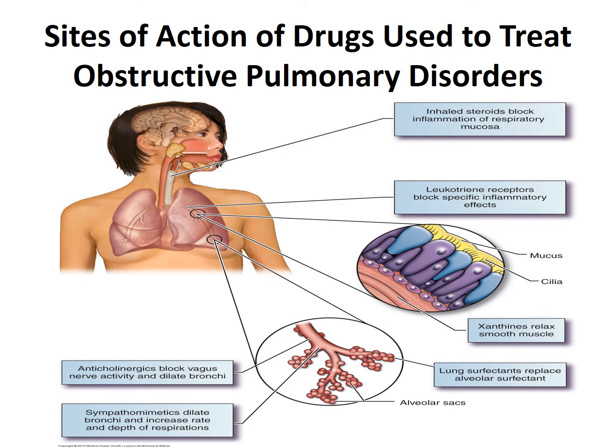I like these pictures. They identify where the medications actually work. So you get an idea with the inhaled steroids, how they're up here in the tracheal area. So you see how it's going to help with the mucosa, the inflammation. Leukotriene receptors, again, blocking inflammation. And take a look what's going down now into the lung.